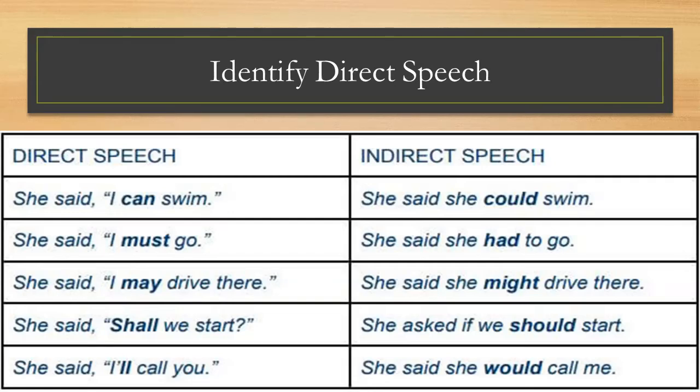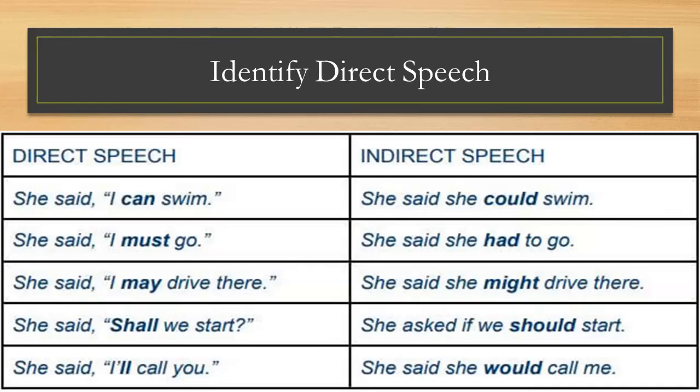Let us have some more identification of direct speech. You are given both direct speeches and indirect speeches, and it's very easy to find the direct speech because direct speech always has inverted commas with it. Let's see the sentences. She said, "I can swim." So you are talking about someone who told you that she can swim, and you say in the same words as she has said. She said, "I can swim."